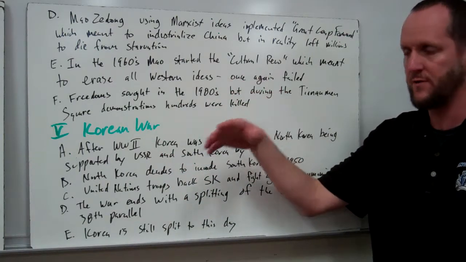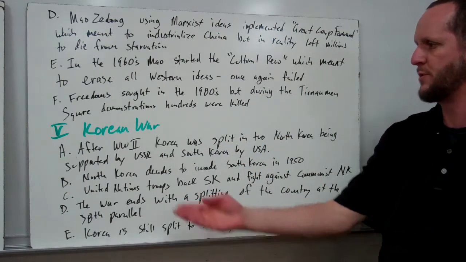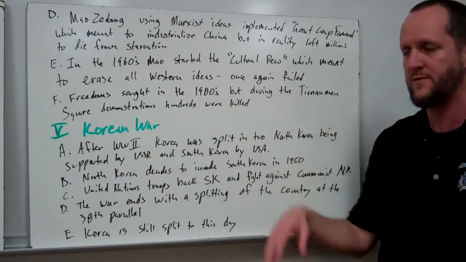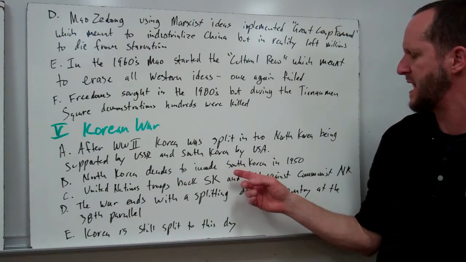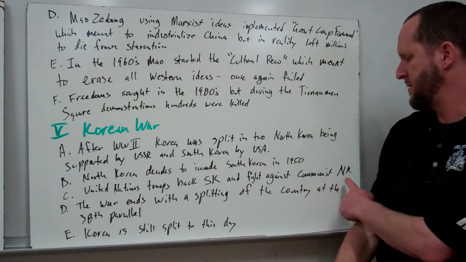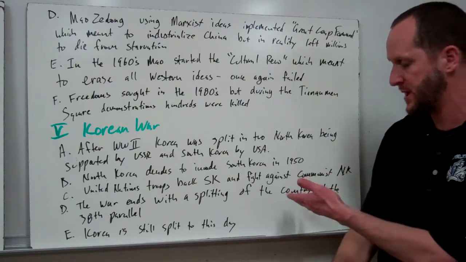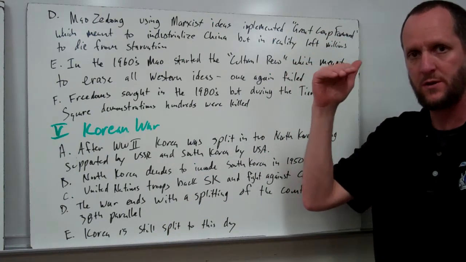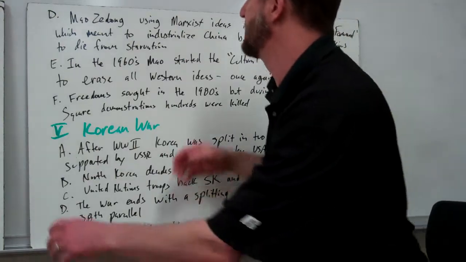In the same region of the world, the Korean War. After World War II, Korea was split between North Korea, supported by the USSR, and South Korea, supported by the United States. So these are all kind of under the umbrella of the Cold War. North Korea decides to invade South Korea in 1950. The United Nations troops backed South Korea and fought against communist North Korea. The war ends a few years later with the splitting of the peninsula at the 38th parallel. On the Korean peninsula, the northern part is North Korea, and the southern part is South Korea. Korea is still split to this day.